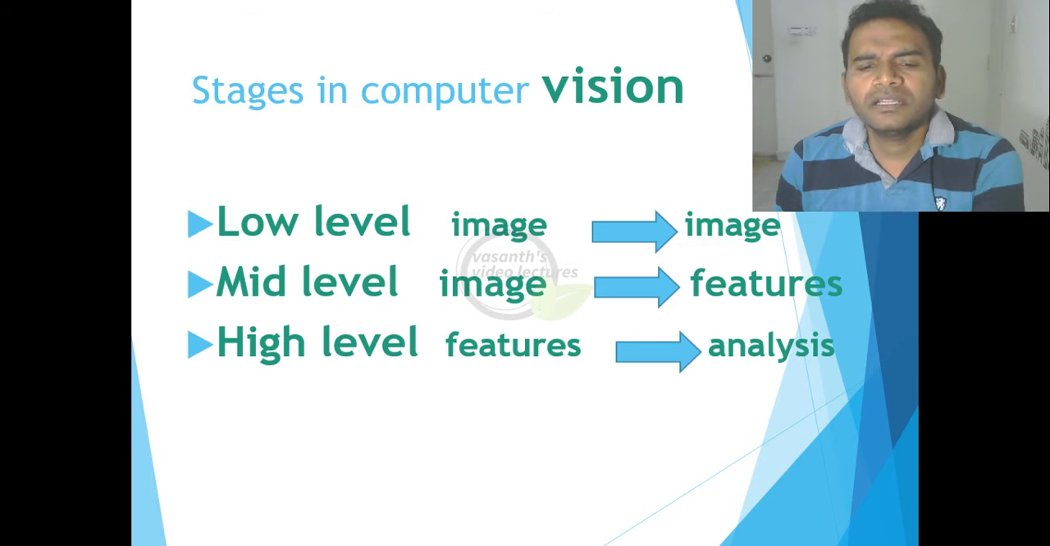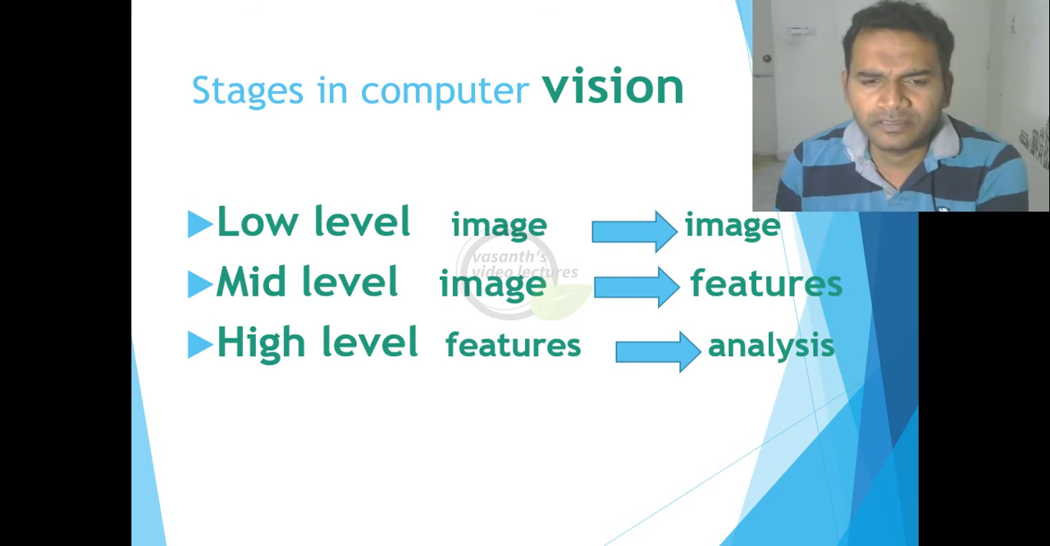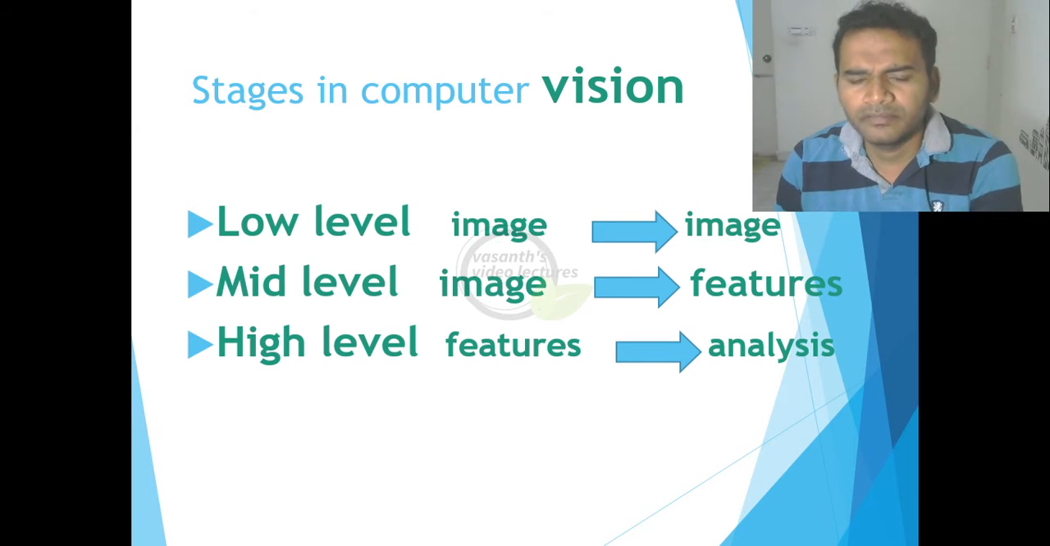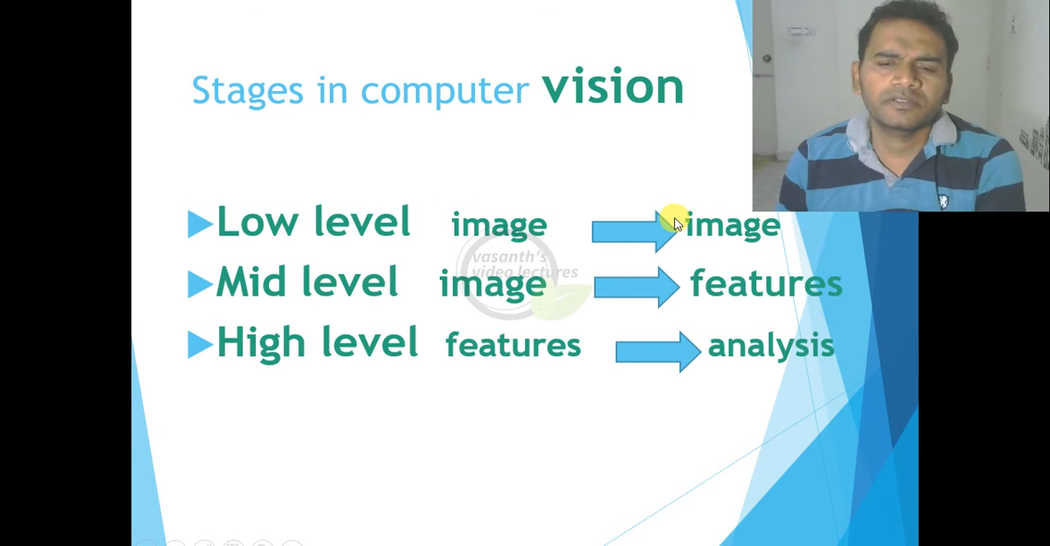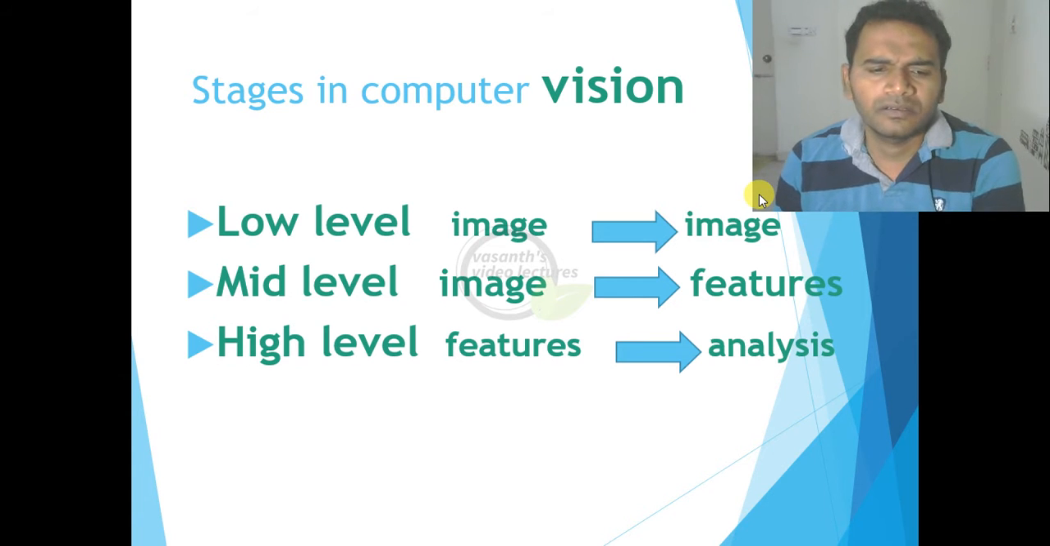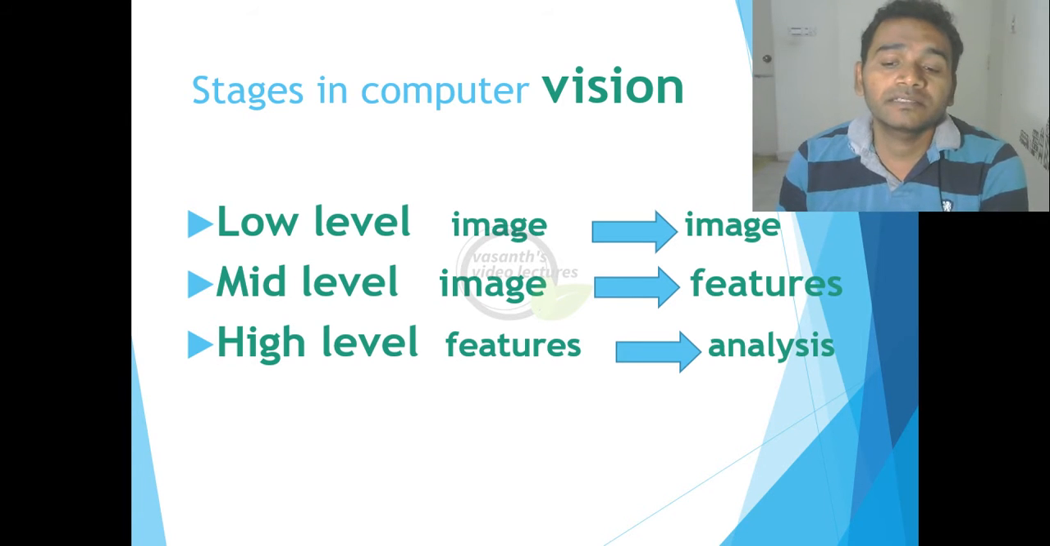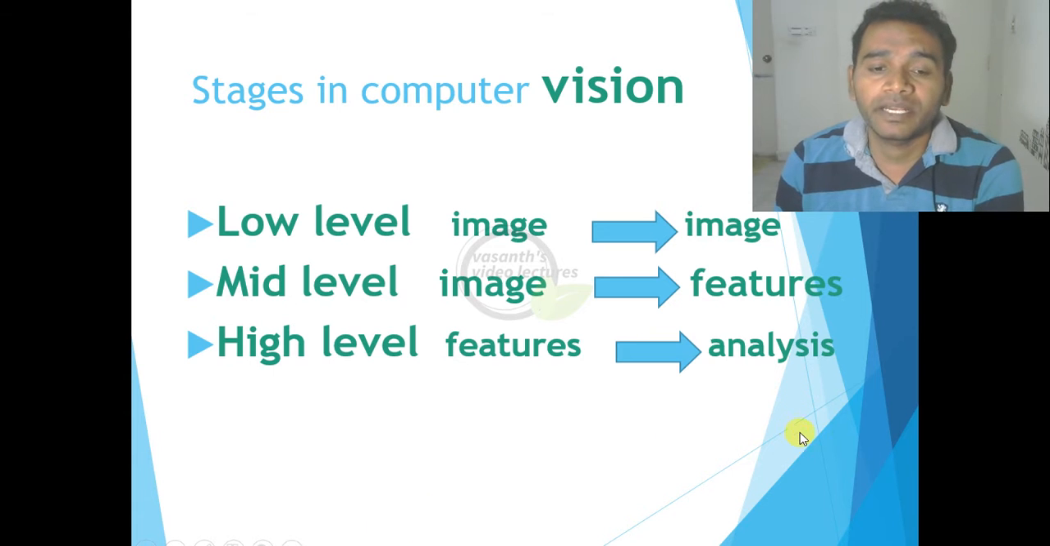And there are three fundamental stages in computer vision, which is a low level where you have an image. The low level images are processed with very fundamental things like typical filtering. Whereas the mid level has the feature, and then high level will have some analysis.